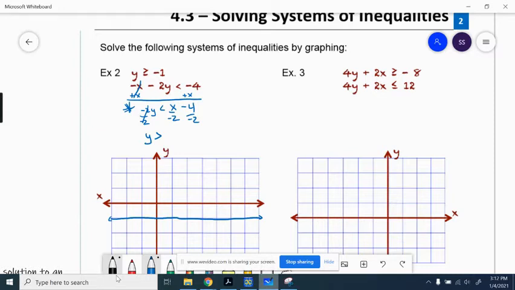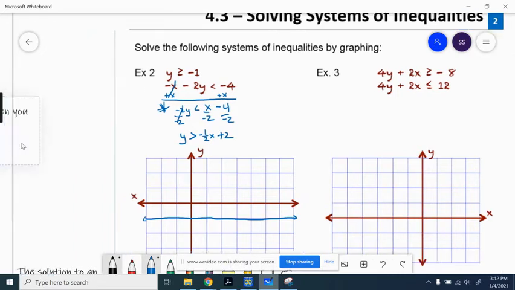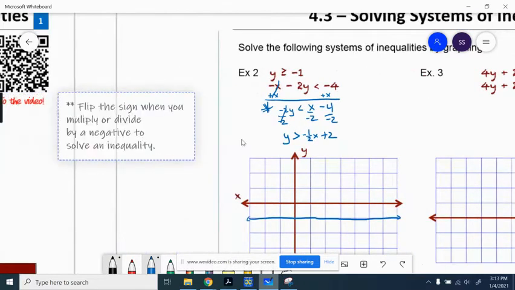On the right side, I have 1x divided by negative 2. That's the same as negative 1 over 2, and then put the x off to the side. And negative 4 divided by negative 2 is positive 2. Okay, let's go ahead and jot this down in case you forgot here.